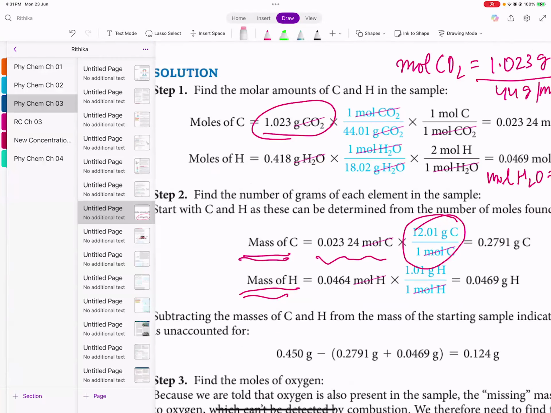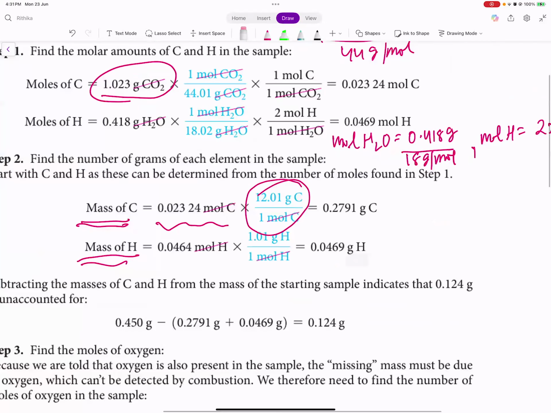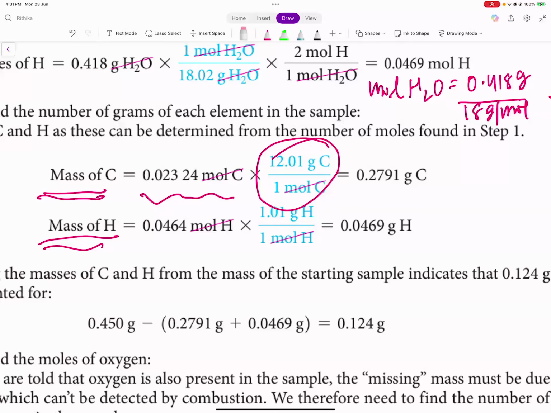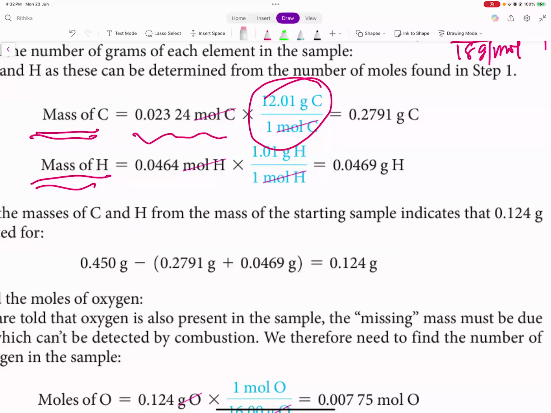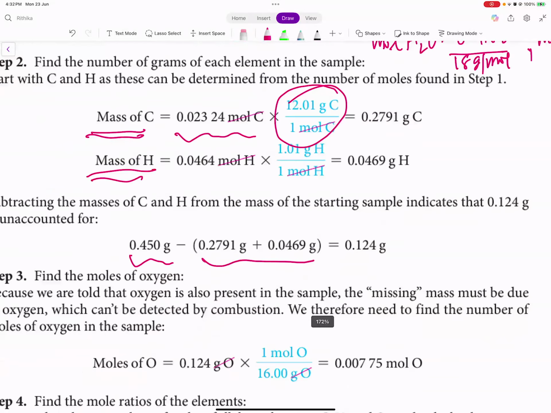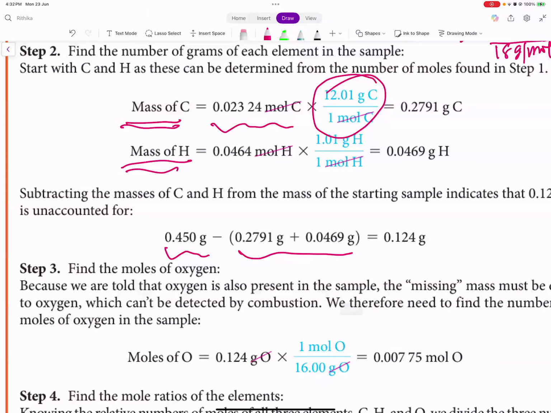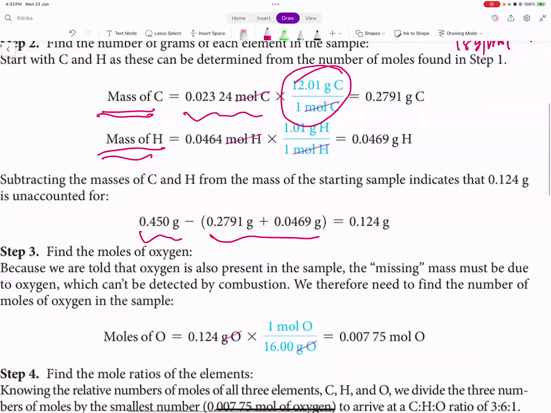So I calculate the mass of carbon and the mass of hydrogen. After calculating them, I add them and I see it is less than 0.450. So now I know that there must be some extra element present. I subtract this and see how much it is: 0.124 grams. So that extra element is oxygen. In the first example, oxygen was not present, because carbon and hydrogen's mass added up to the mass of the sample.